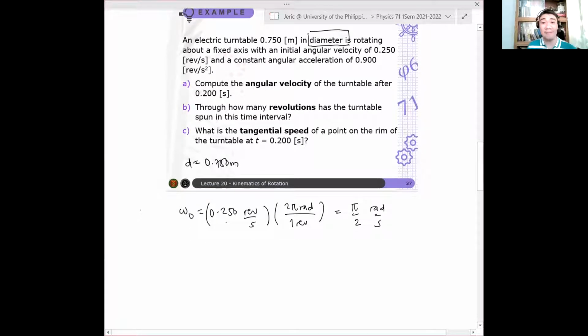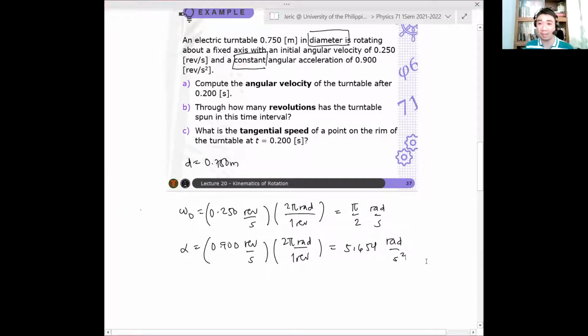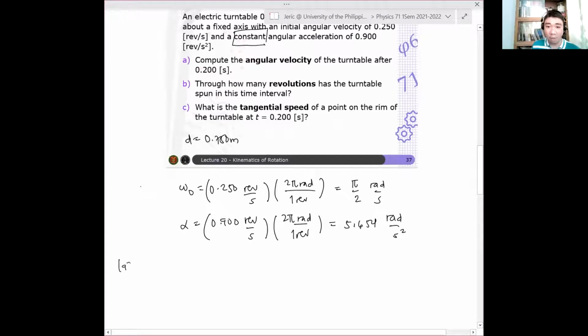And then, you have a constant angular acceleration. This is important: it's a constant angular acceleration. So alpha is 0.900 revolutions per second squared multiplied by 2 pi radians per revolution, which is about 5.654 radians per second squared. Okay? Basically, what I did was convert all the given quantities to make our calculations easier as we go along.